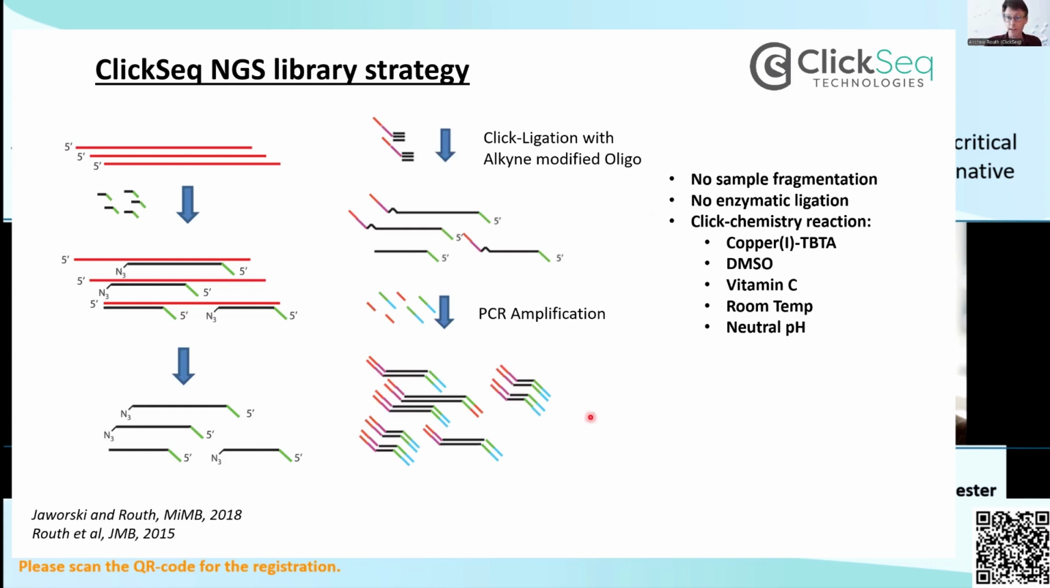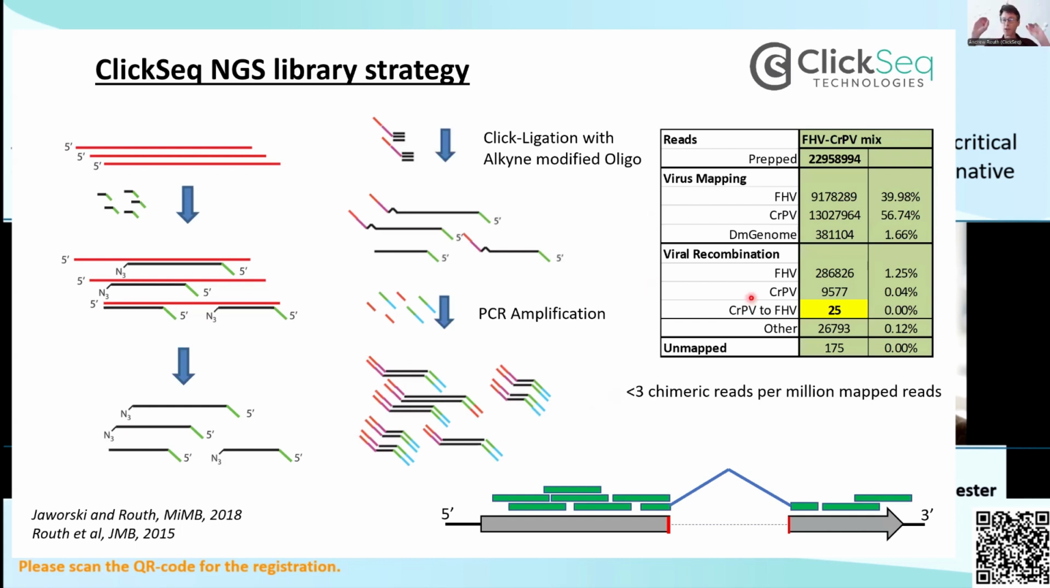And so we tested this directly to see how this affects RNA recombination. We can take two viruses from two completely different systems, mix them in a pot, and then subject them to ClickSeq sequencing. And when we do this, we can map the recombination events that we don't expect to find between our two different viruses to measure the rate of artifactual recombination. And we found in these situations that we only found 25 reads from around 23 million reads of artifactual recombination. So that brings the artifactual recombination rate down to around 3 chimeric reads per million mapped reads, which is considerably better than any other available technologies that we tried.